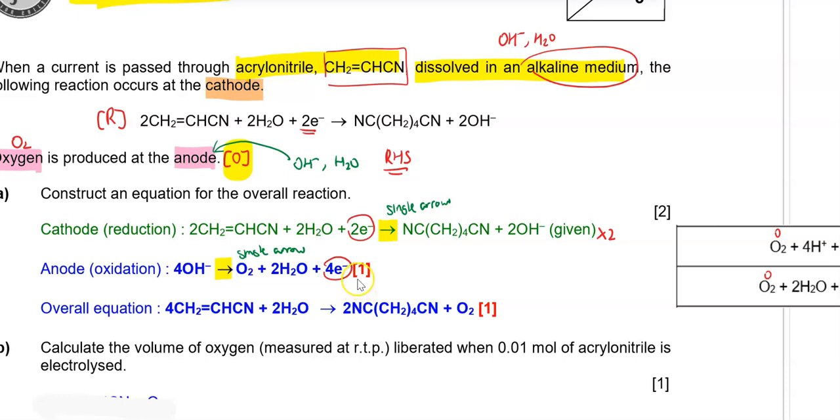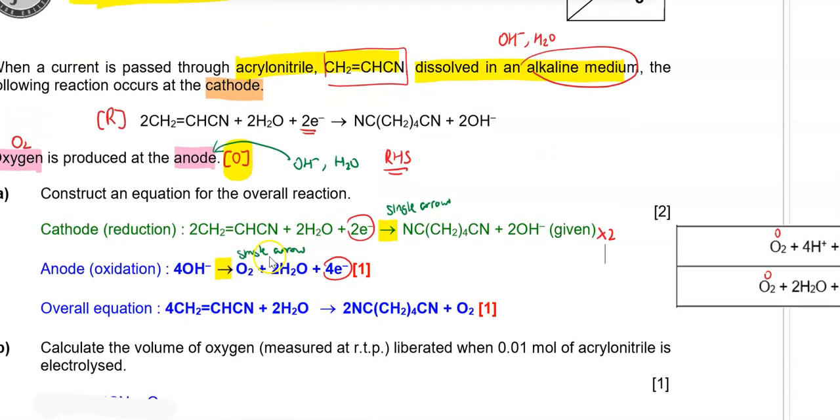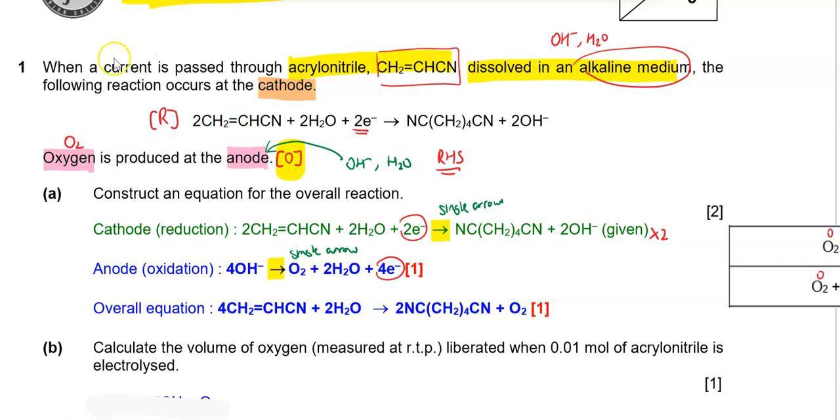Okay, moving on. We are supposed to calculate the volume of oxygen when 0.01 mole of acrylonitrile is electrolyzed. In this case, there is no information on the current or the time. So therefore, using your formula of n equals IT over nEF is not valid, because we do not have any value on current.